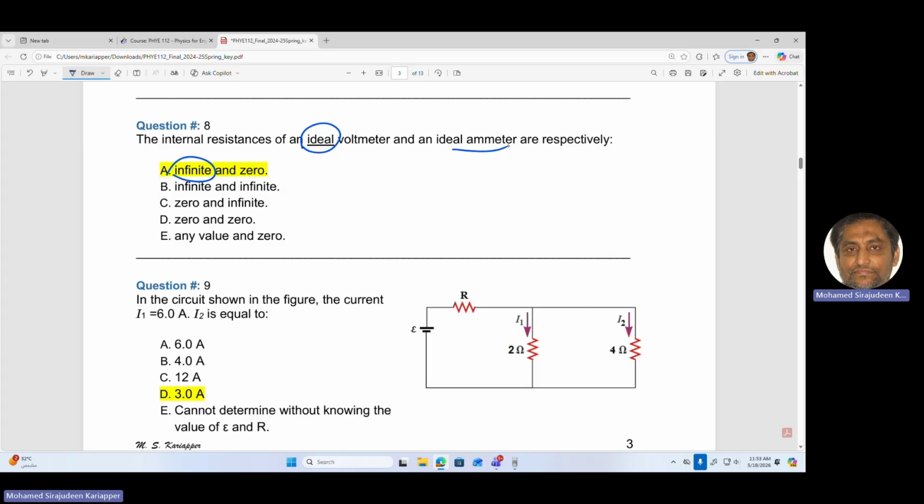At the same time, for an ammeter, it is the other way around. The perfect ammeter should have zero resistance, so it will not introduce any resistance to the circuit. So it will not modify the current that would flow if you didn't have the ammeter. So I think E is correct, any value, but not the infinite. Ideal, you're talking about ideal.